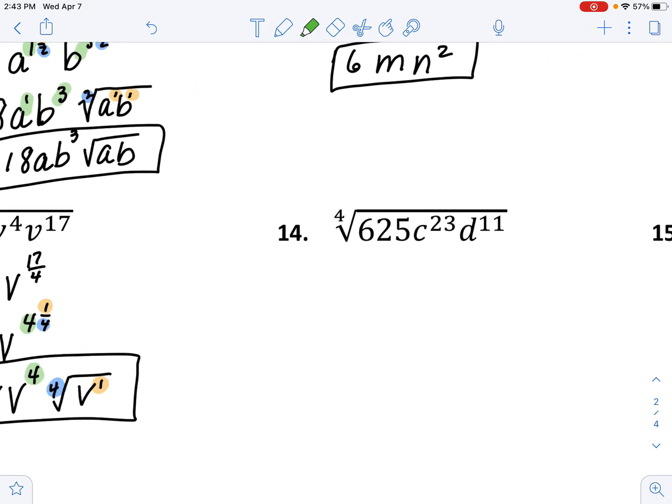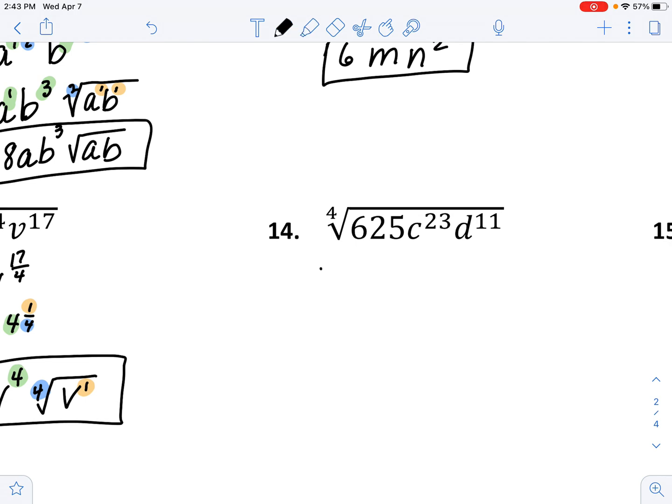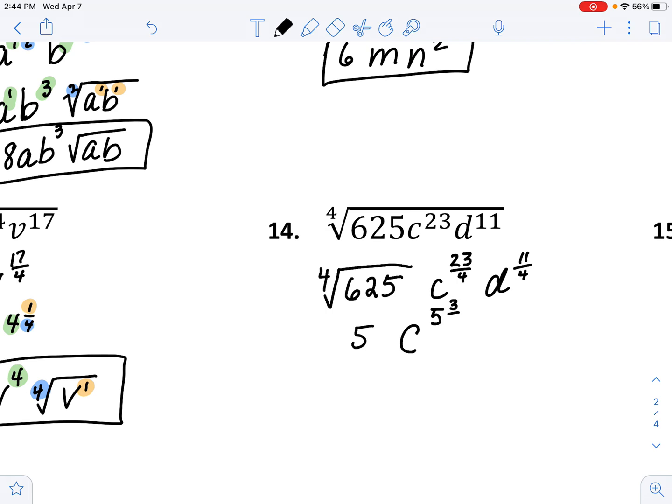All right, number 14. The 4th root of 625. 625 is a perfect fourth. 5 to the 4th power is 625, so this is 5. And then c to the 23/4 in exponent form, and d to the 11/4. And then if you write those as mixed numbers, that would be 5 and 3/4 for c, and 2 and 3/4 for the d variable. So then remember, the whole number part is what's out of the radical.